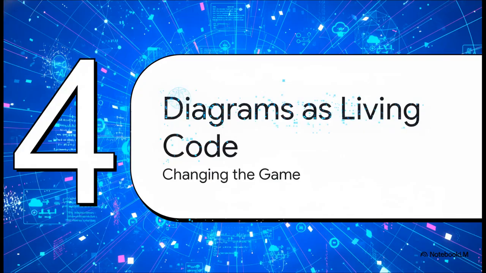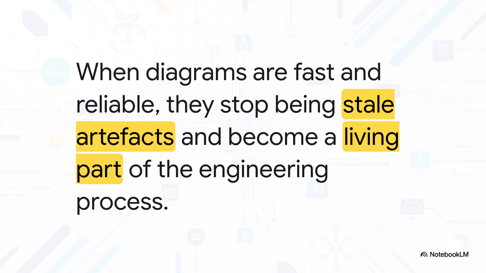So here's the really crucial point. This whole approach, it fundamentally changes what a diagram is in the development process, especially as we move deeper into this new world of AI-assisted everything. Because when your diagrams are fast and they're reliable and they're accurate, they stop being these stale, static images that nobody trusts. They become a living, breathing part of your engineering process, just as important as your actual code.